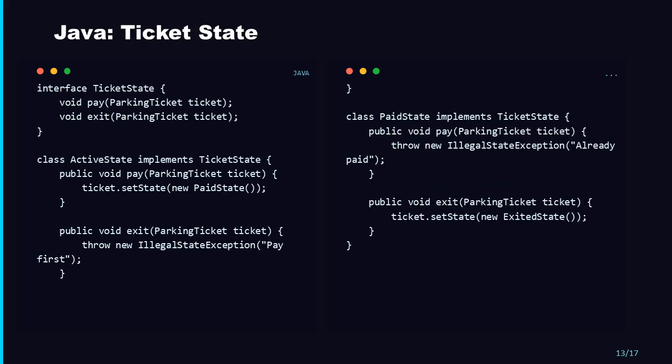Here is the state pattern in Java. Ticket state defines allowed operations. Active state allows pay but blocks exit. Paid state blocks duplicate payment but allows exit. The ticket delegates behavior to its current state. This avoids if else inside parking ticket.